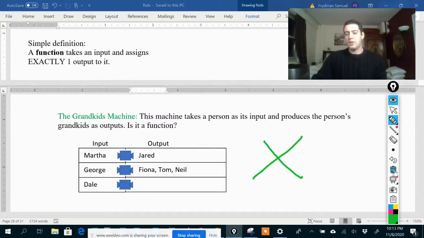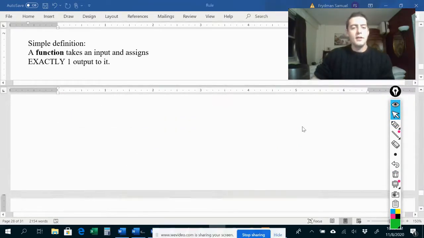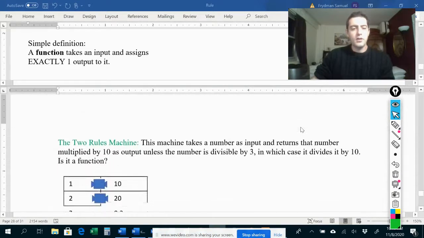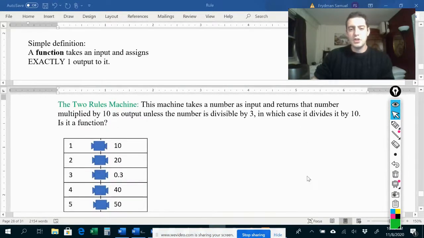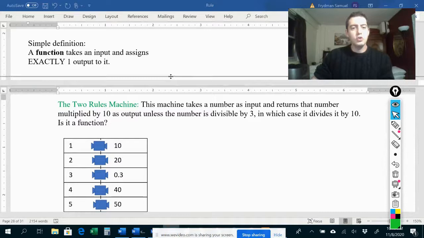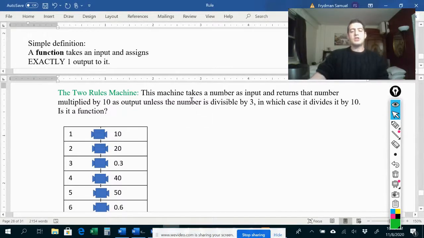All right, moving right along. The next machine is called the 2 rules machine. This machine takes a number as input and returns that number multiplied by 10 as output, unless the number is divisible by 3, in which case it divides it by 10.